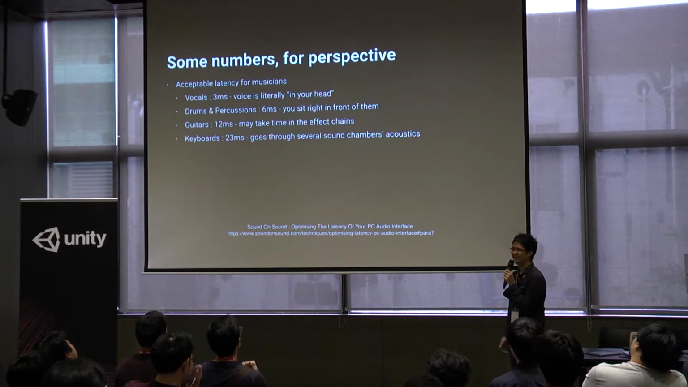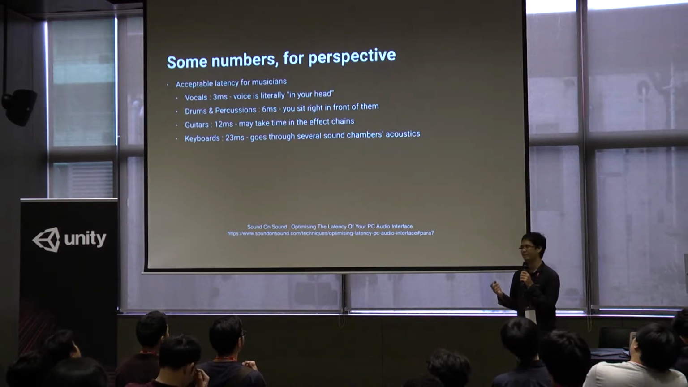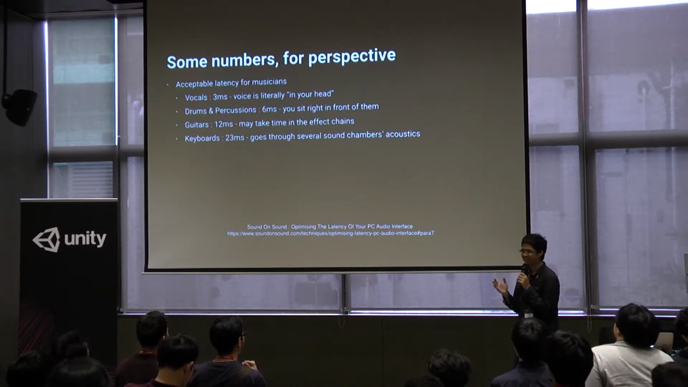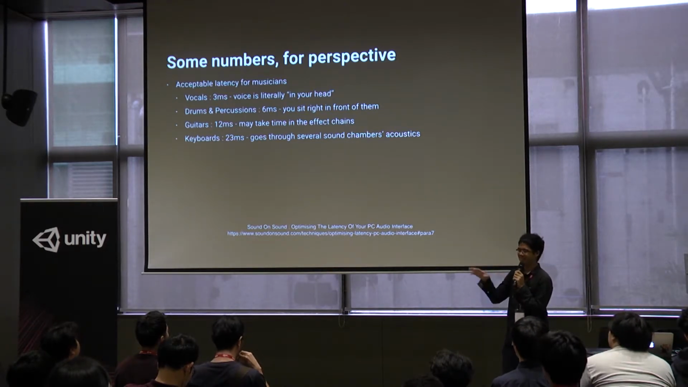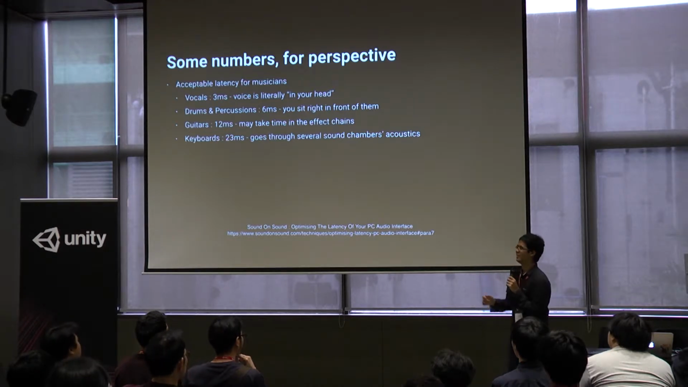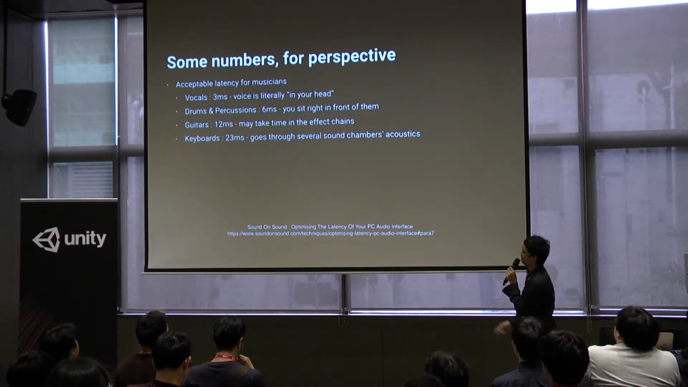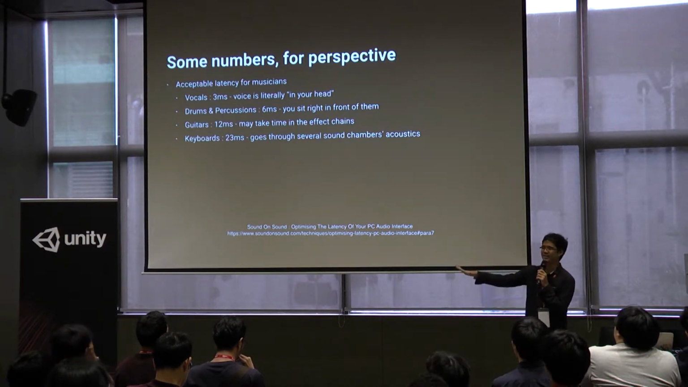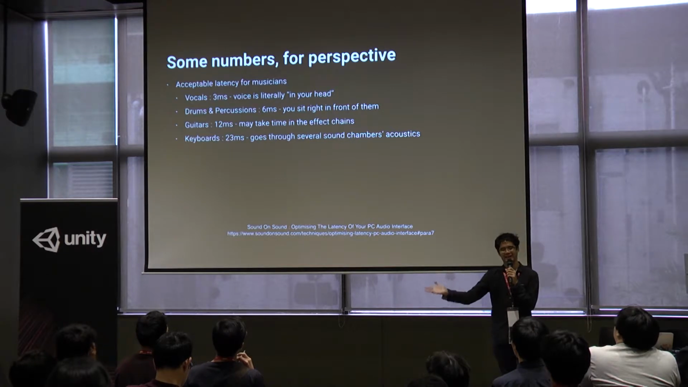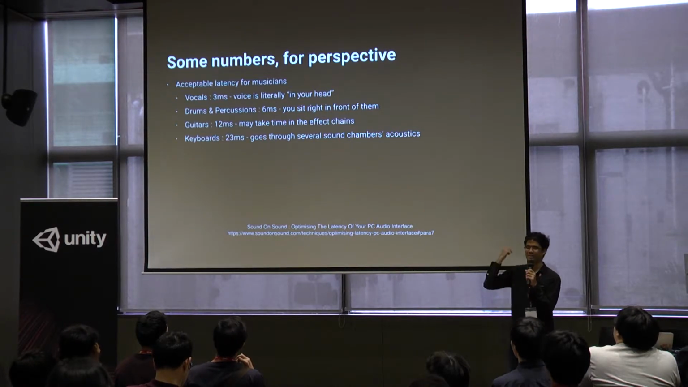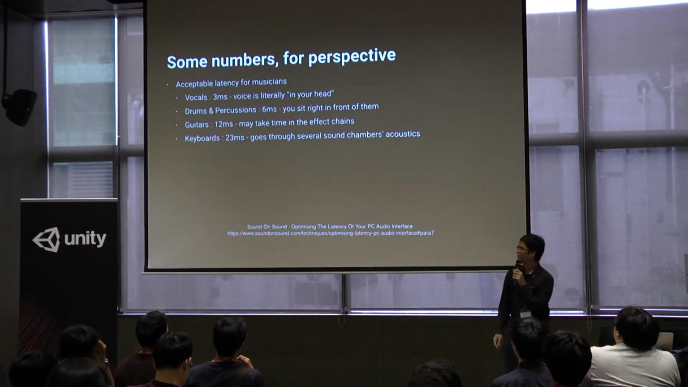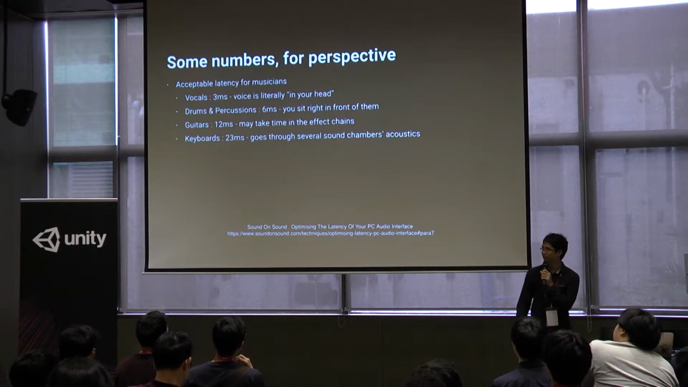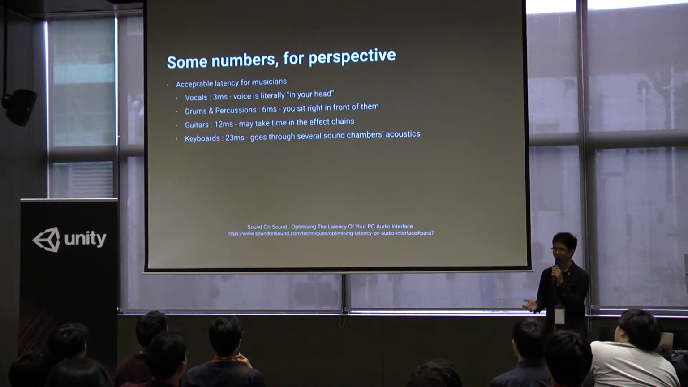For guitars, maybe you put some effects if it is an electric guitar, so it takes a little bit of time. But the nature of guitar is that there are many sounds coming from all the strings, so it's kind of okay to get this latency. It all blends together. For keyboard, you have a voice chamber, so the sound goes through it, reflects many times, and goes back to our ears. So it's quite natural to get about 20 millisecond latency from a keyboard. I mean the real piano.